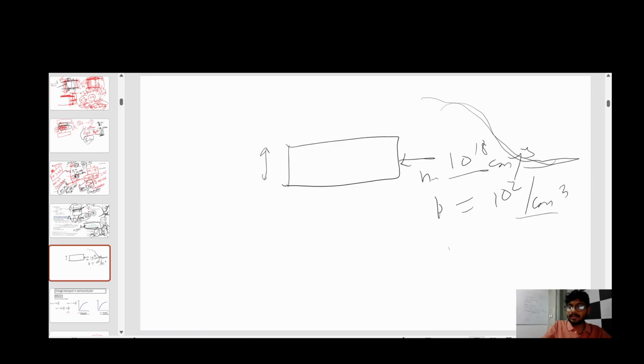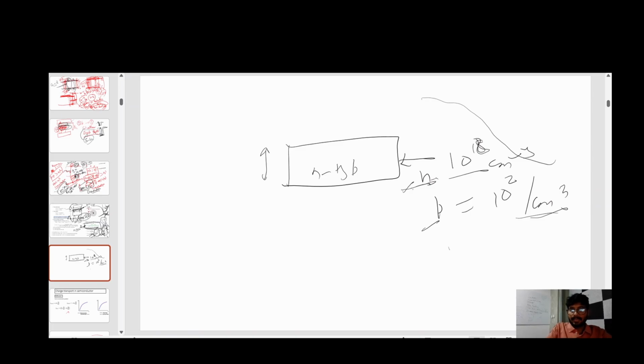Let's not go beyond 10 raised to power 15, let us be here only. How much concentration do you want to dope this semiconductor? Let us say this is N type, 10 raised to power 18. Then according to that, how much will be the minority carrier concentration? 10 raised to power 2 per centimeter cube.